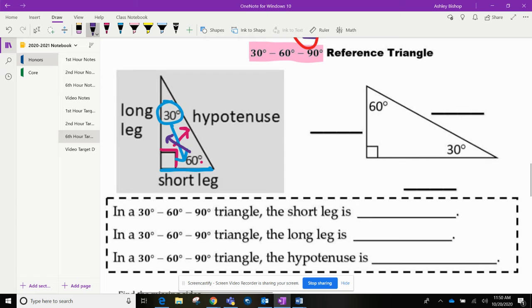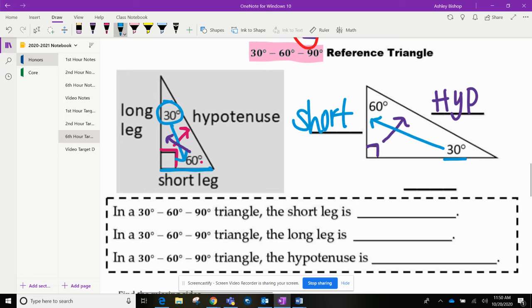Okay, so that's what happens when your 30-degree angle is at the top of your triangle. Now, over here, I switched where the 30 and the 60 are, but I can still label my sides. Here's my right angle, so my hypotenuse is going to be on this side. Then again, you can either trust your picture or know that your shortest side is across from your 30-degree angle. So my short side is over here. And then by process of elimination, my long side is down here.